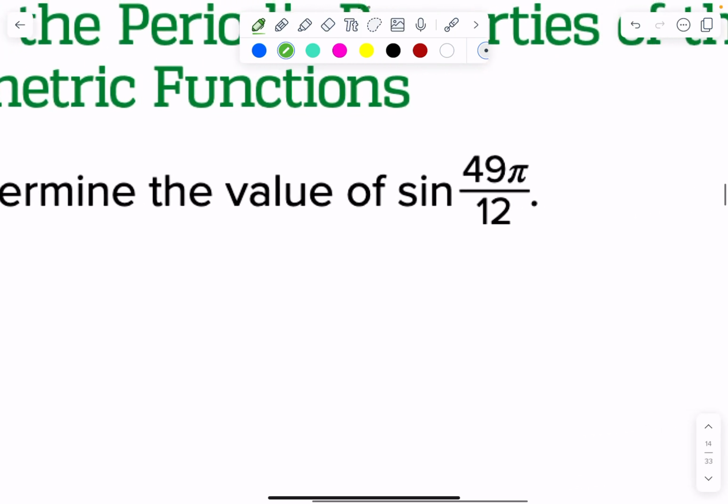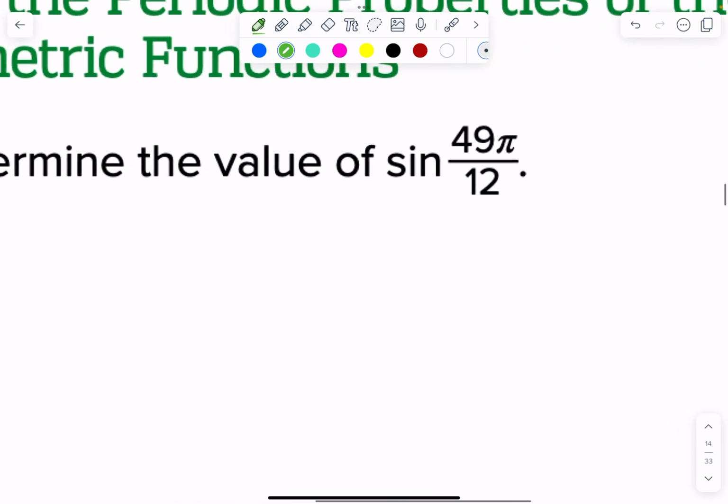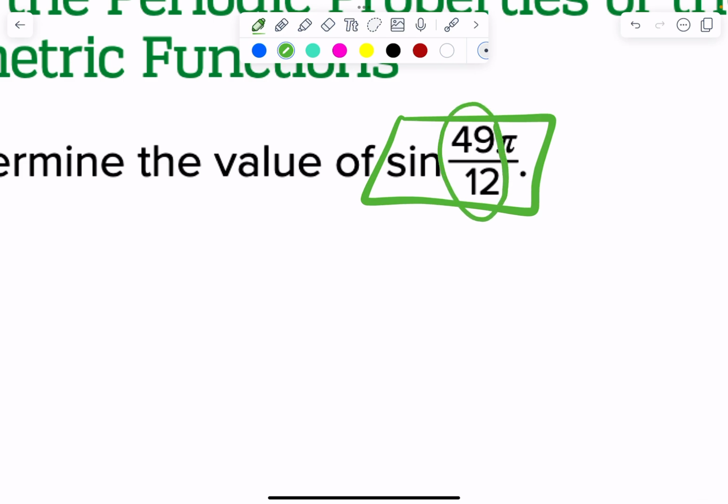All right, given that information, they want us to find sine of 49 pi over 12. Okay, let's check out 49 over 12, regardless of the pi. 49 divided by 12, I know that 48 divided by 12 is 4, right? So this would be 4 and 1/12 pi, right? That's what 49 over 12 is, okay?